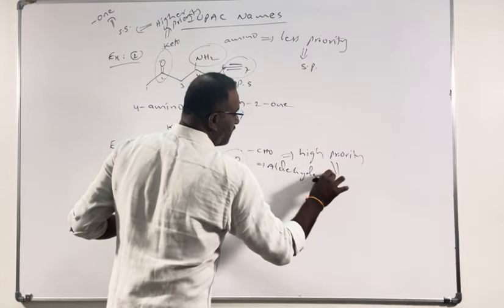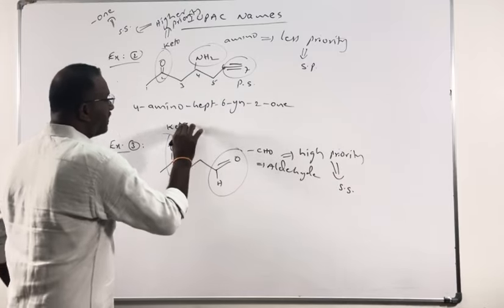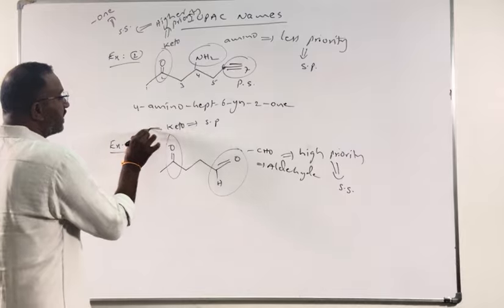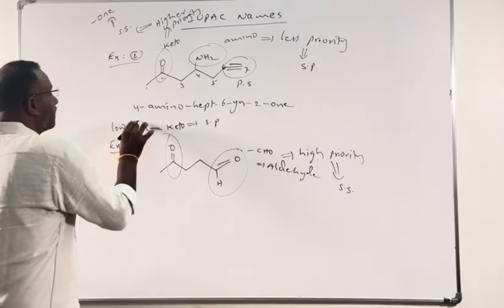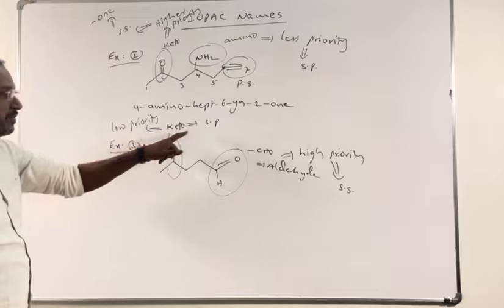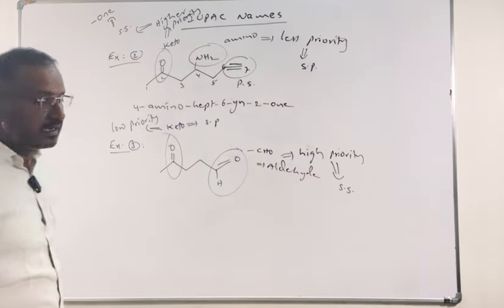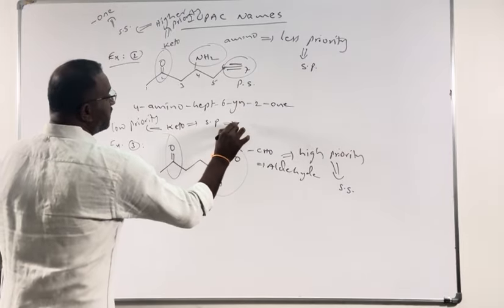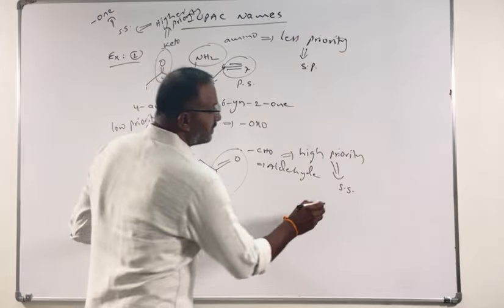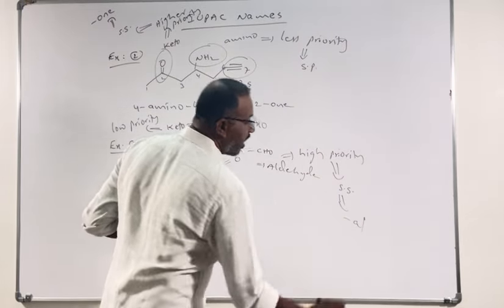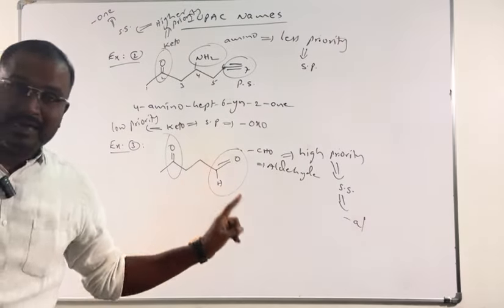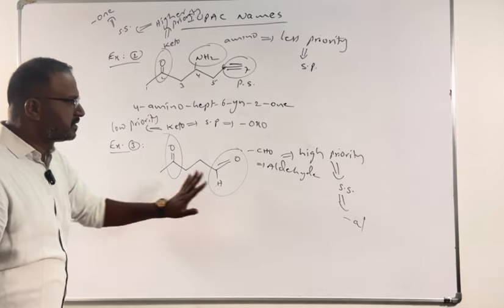Since it is high priority, it comes under secondary suffix, and this keto group comes under secondary prefix because it has low priority as compared to aldehyde. If it is secondary prefix, what should the name be written as? Oxo. If it is secondary suffix, the name should be written as -al. OL means alcohol; here AL means aldehyde. So like this we have to identify.